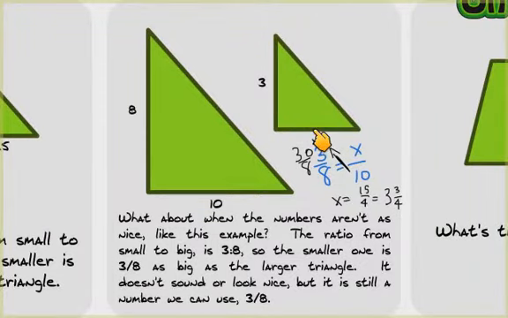Okay, so this is 3, and this is 3 3/4. 3 to 8, 3 3/4 to 10. All right, so if they are ugly numbers like that, no big deal. Just set up a proportion. You're good to go.